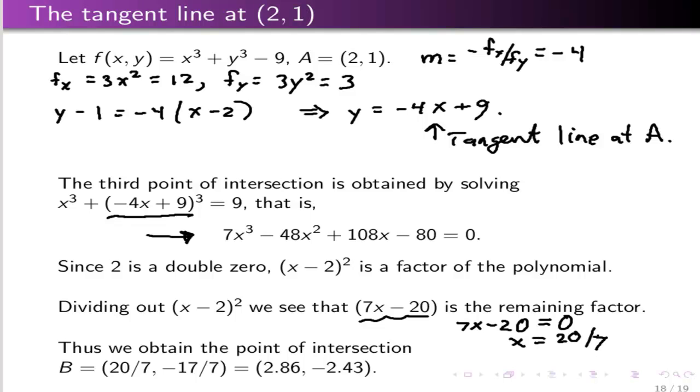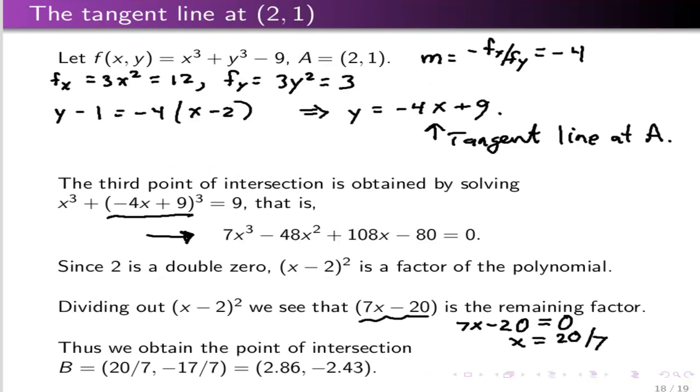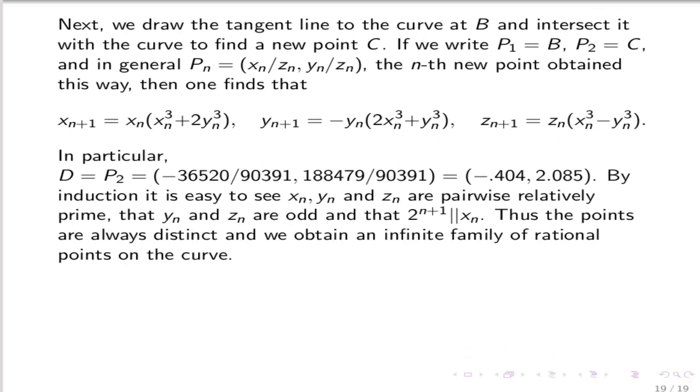So our new point of intersection, we have (20/7, negative 17/7). So 2.86, comma, negative 2.43. Going back to our picture, that's right here. That's the new point we just discovered. Then we take this point, again, find the equation of the tangent line, and intersect it with the curve.